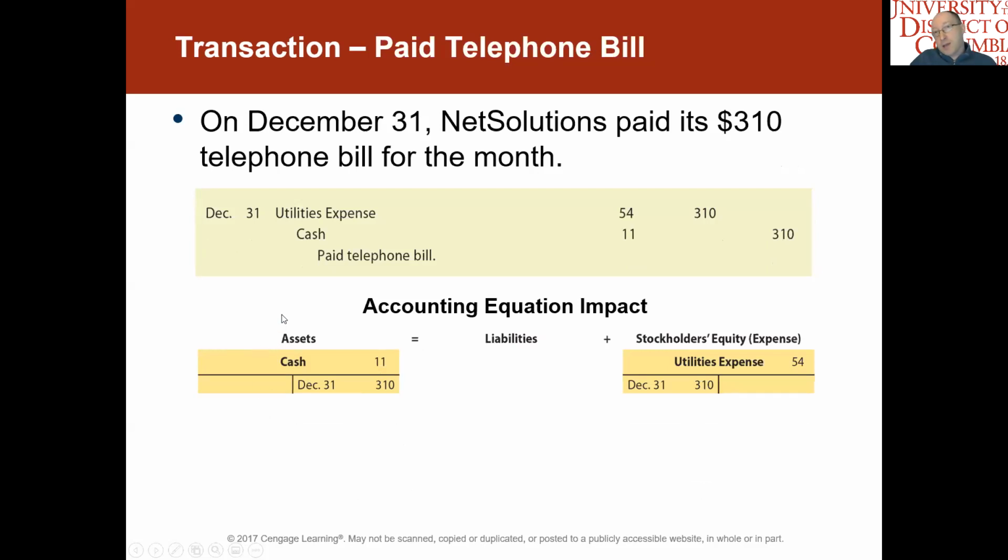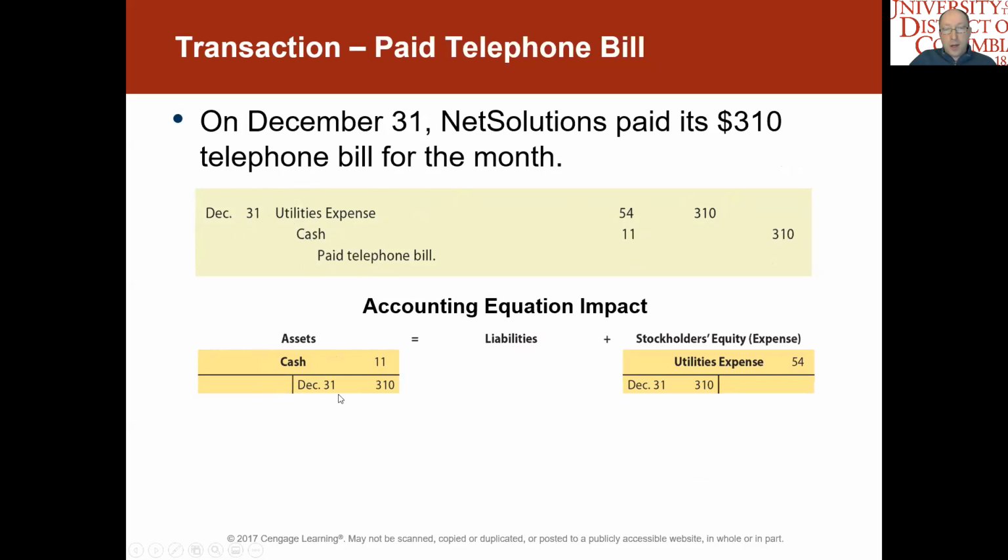I'm now going to pay a telephone bill that I received earlier in the month. On December 31st, I'm going to pay $310 for a telephone bill that I received for that month. Utilities expense is the account for my telephone bill, $310. I'm going to increase my utilities expense for $310. I'm going to reduce my cash amount, $310, to represent paying my telephone bill on December 31st.